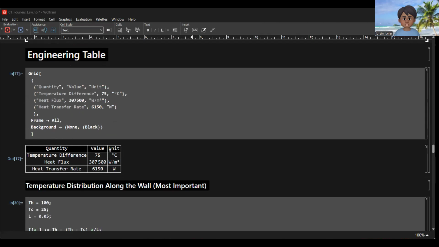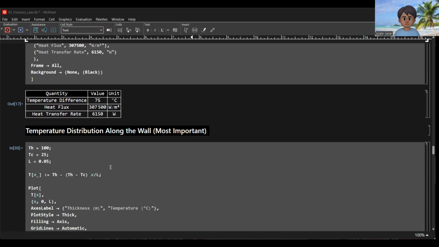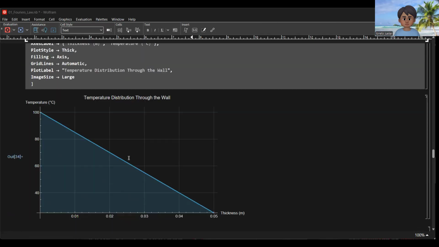And for the engineering table here, we have the value and unit: temperature difference 75, heat flux 307,500 watts per meter squared. We have the unit here on the right side, and heat transfer rate is 6,150 in terms of watts. So the temperature distribution along the wall is most important here. The thickness here is 0.05, and the hot surface temperature is 100 degrees Celsius.